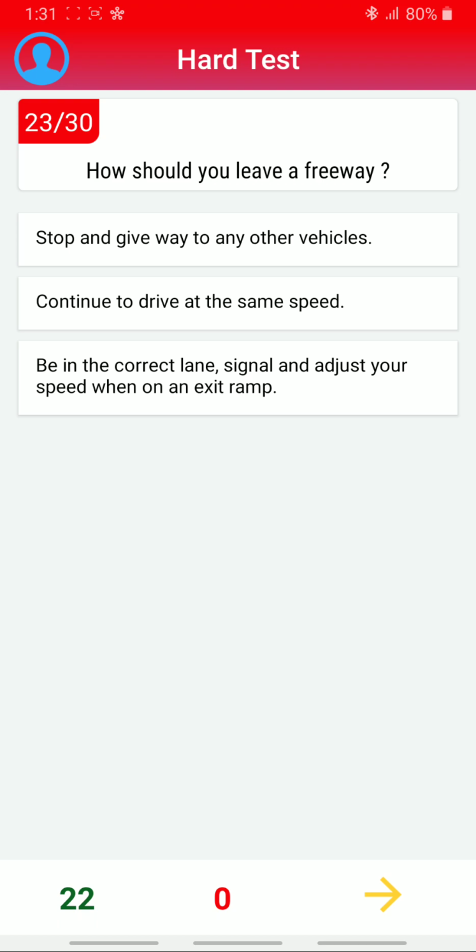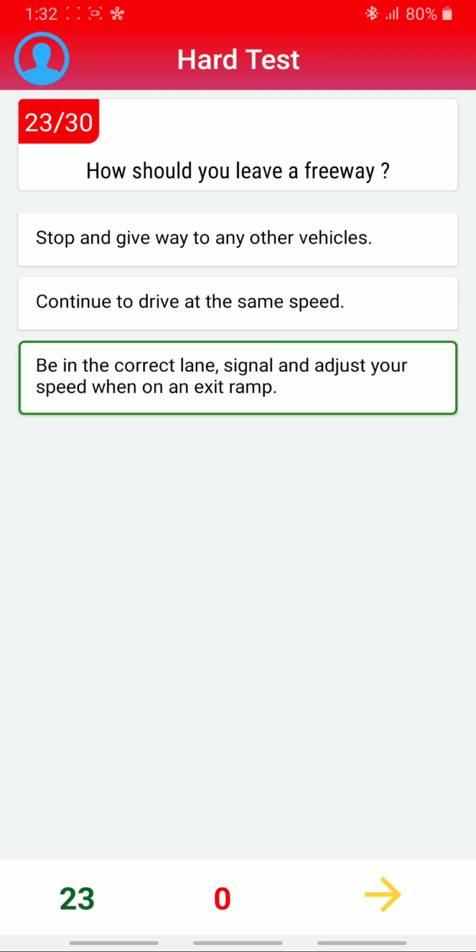This is how should you leave a freeway. There is a freeway, highway, expressway you want to leave and move toward another service area. Stop and give way? No, you cannot stop on the freeway. Continue to drive at the same speed? No, you don't need to go at the same speed. Be in the correct lane? Yes, of course, first you need to position yourself and then signal and then adjust the speed accordingly while exiting. So this third option is correct.